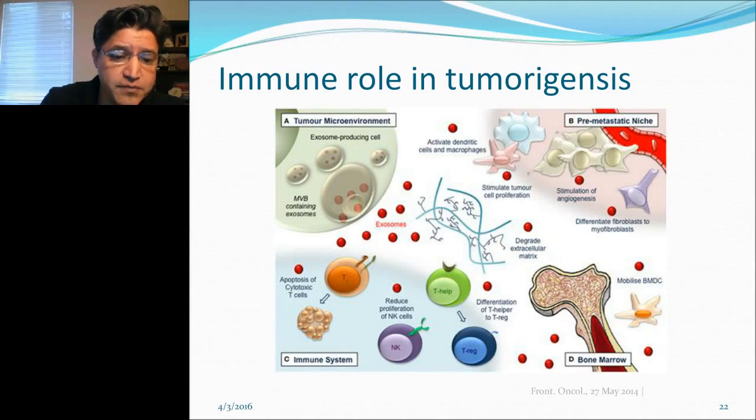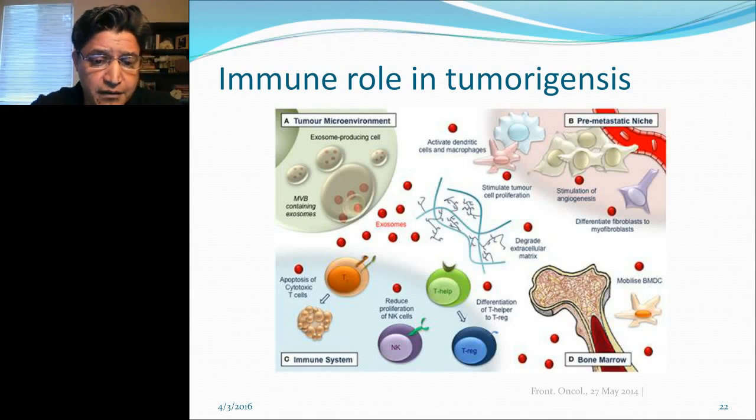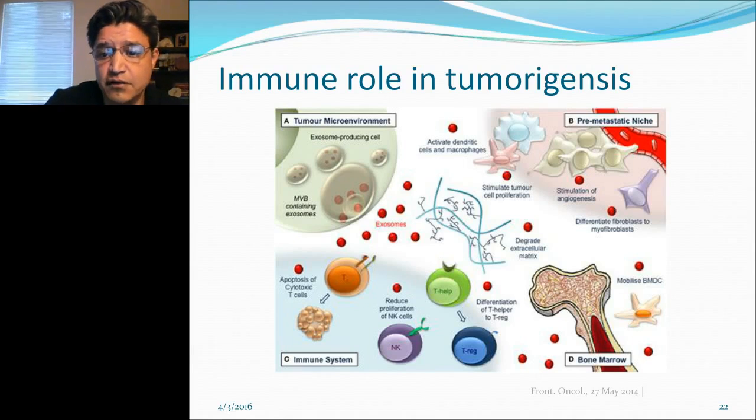And in immune responses, the immune responses can become deregulated in a manner that impedes tumor recognition and anti-tumor immune functions, with cytotoxic T cells induced to apoptosis, while NK cell proliferation is impaired and T cells differentiate toward a T regulatory cell phenotype. And bone marrow-derived cells can be recruited to the tumor and pre-tumor tissue, where they contribute to cancer development.